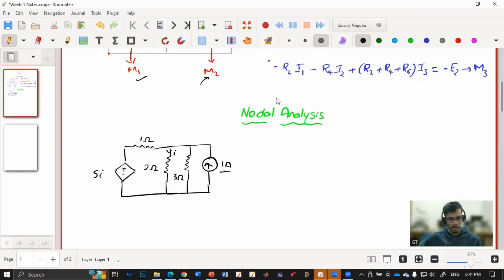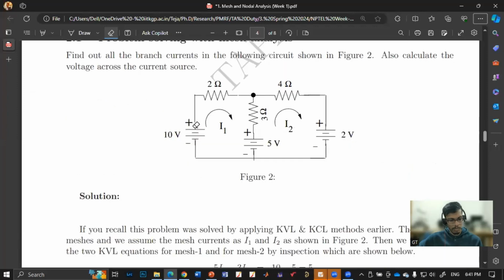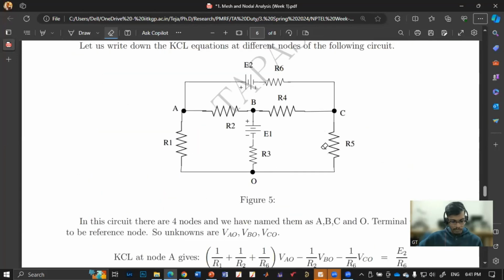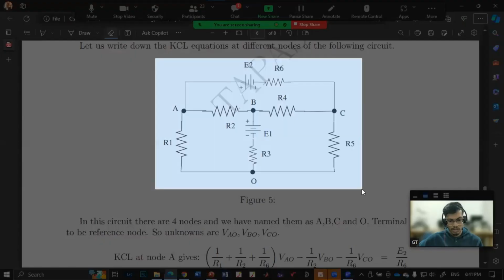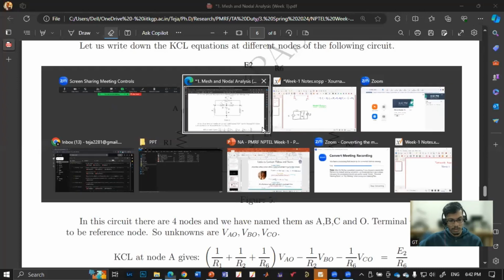Okay, so before we go into nodal analysis, let me take a snip of nodal analysis. So here we have some circuit. Please explain super mesh. Okay.